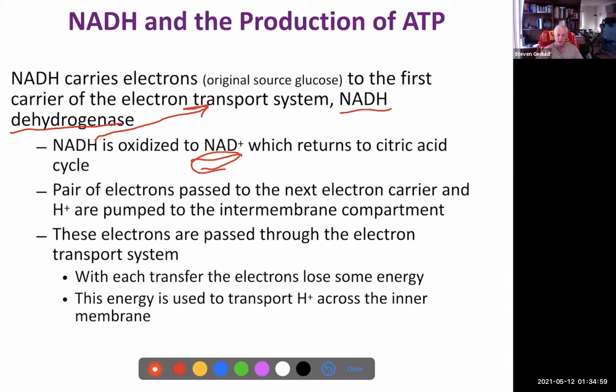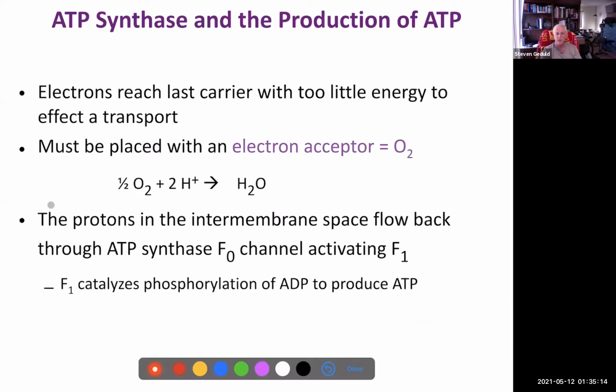So with each transfer, electrons lose some energy. That energy is used to transport H+ across the inner membrane, against a gradient. That's what gives it its potential energy to form more ATP. It's going against that gradient.